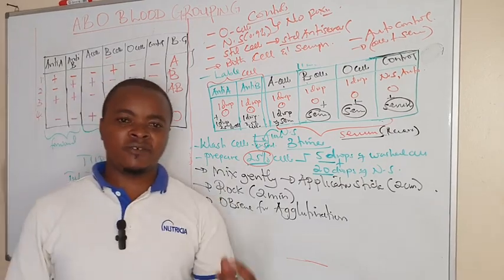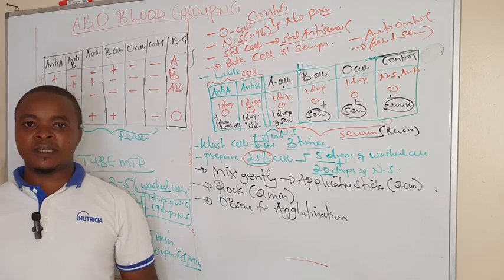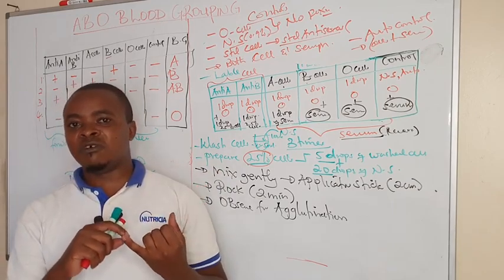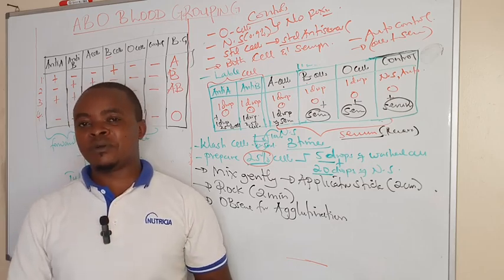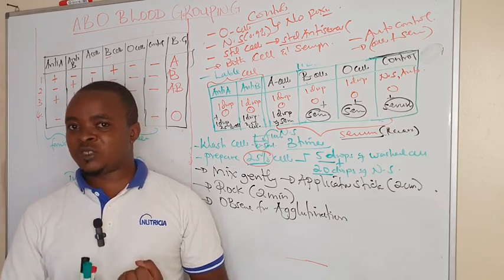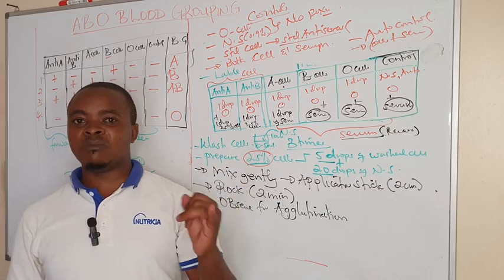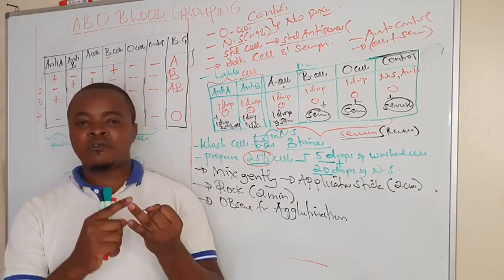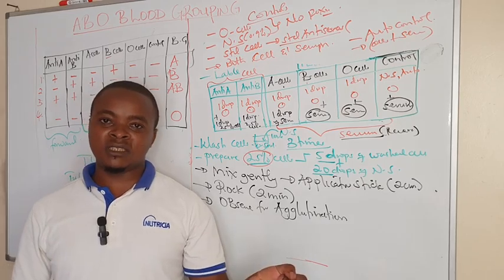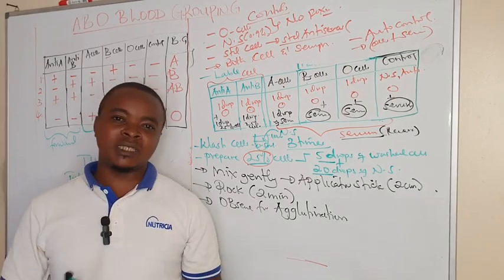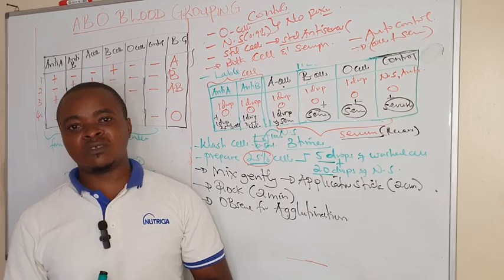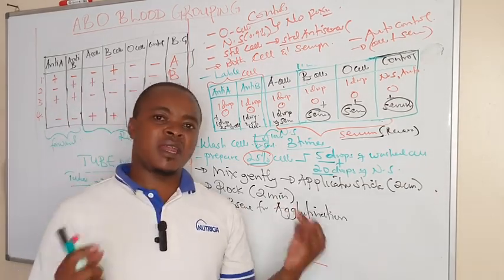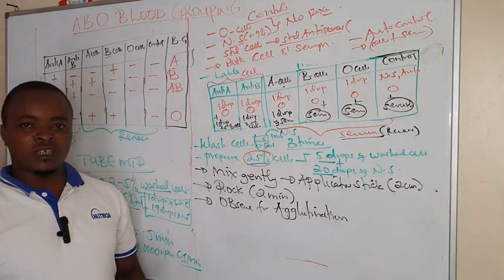You can ask yourself, why do we have to first wash cells before grouping? One of the reasons why we wash cells is to remove any plasma proteins. These plasma proteins may cause false agglutination or false positive results. We also wash cells to remove any anticoagulants. Remember, the blood you have collected is in EDTA, and other bloods are collected in CPD or CPDA. These anticoagulants can cause false agglutination, so we wash to remove them, along with many other plasma proteins which can cause agglutination of cells.